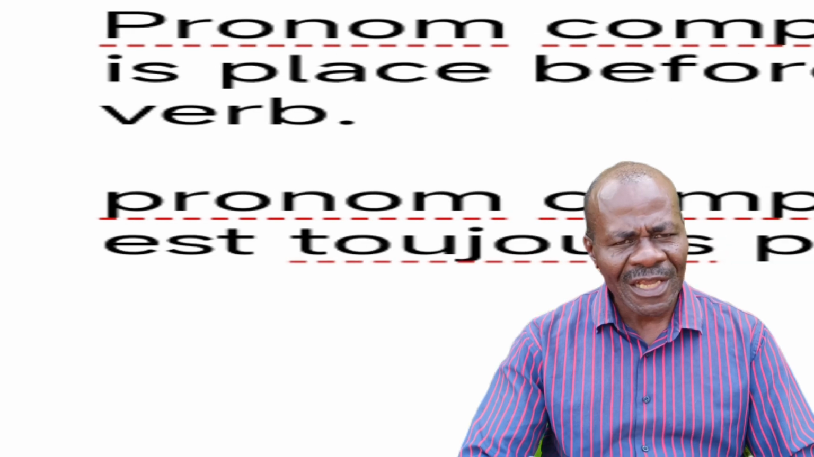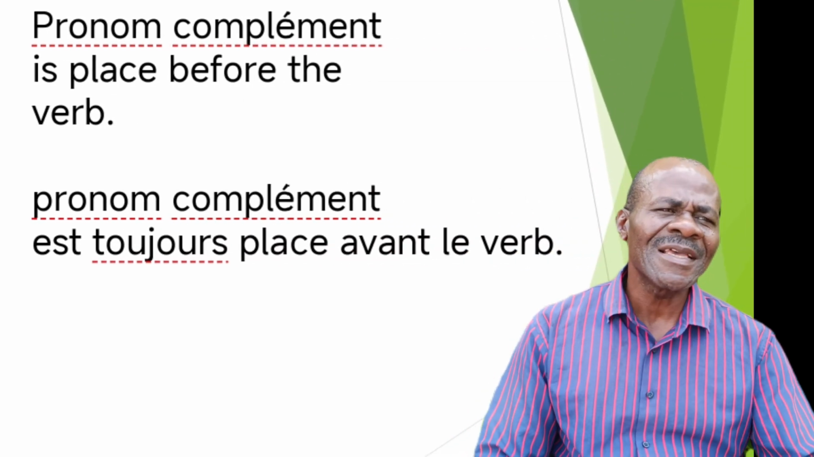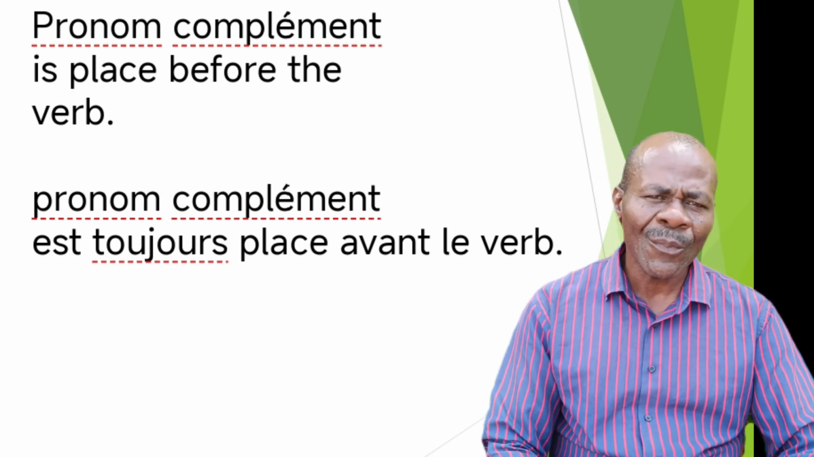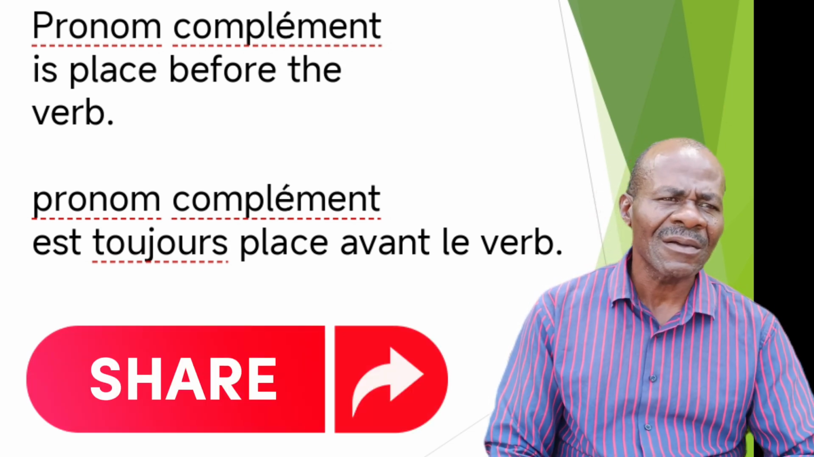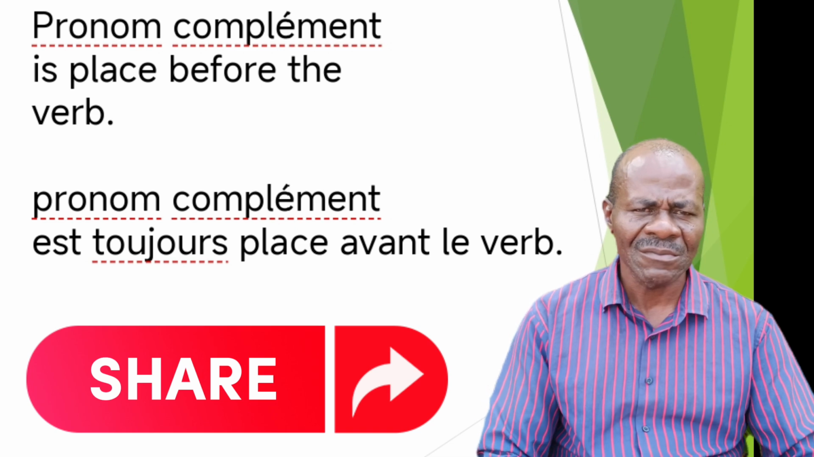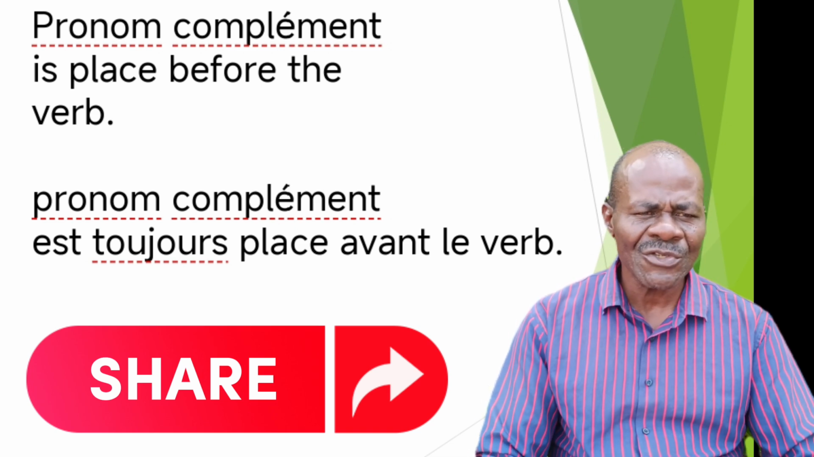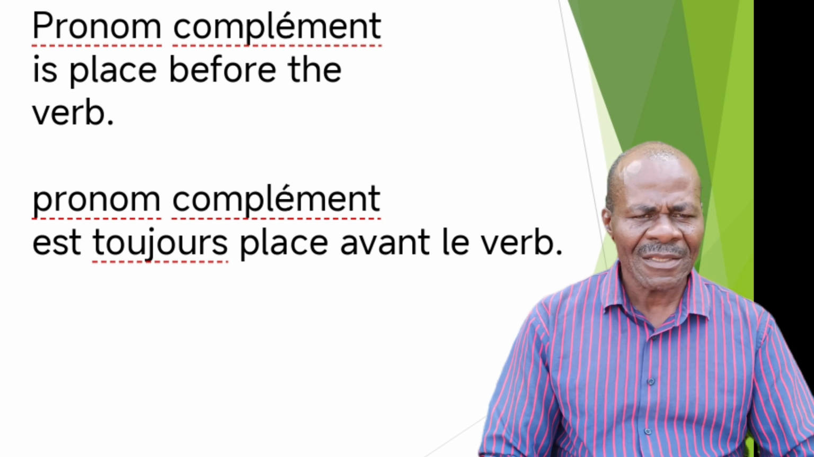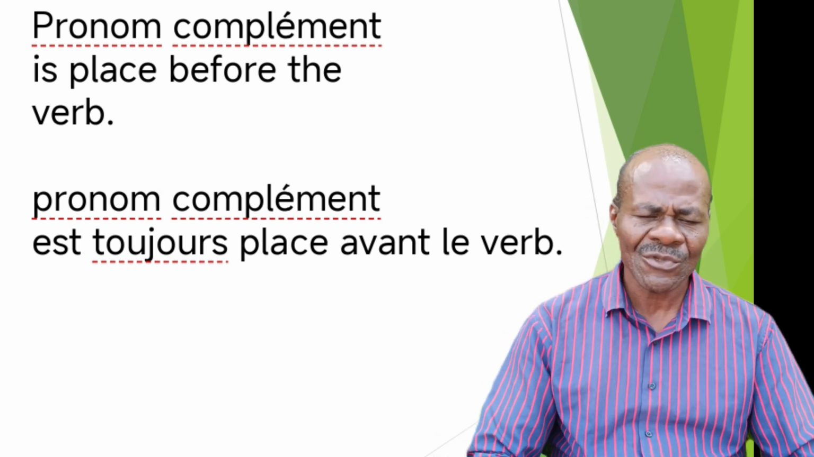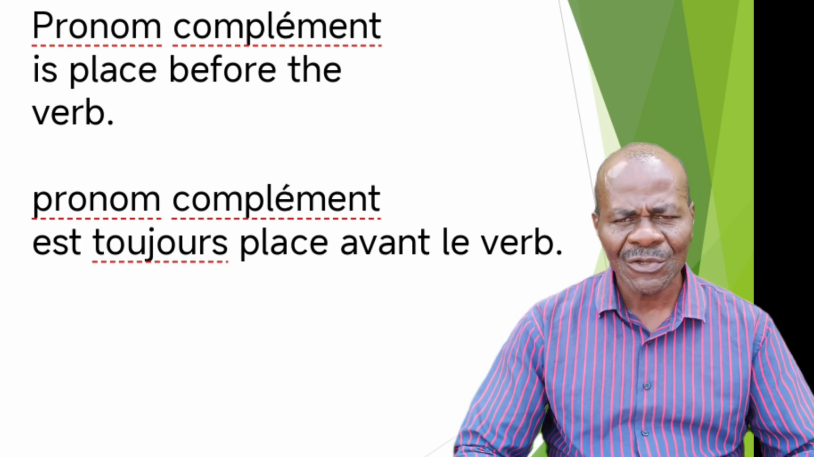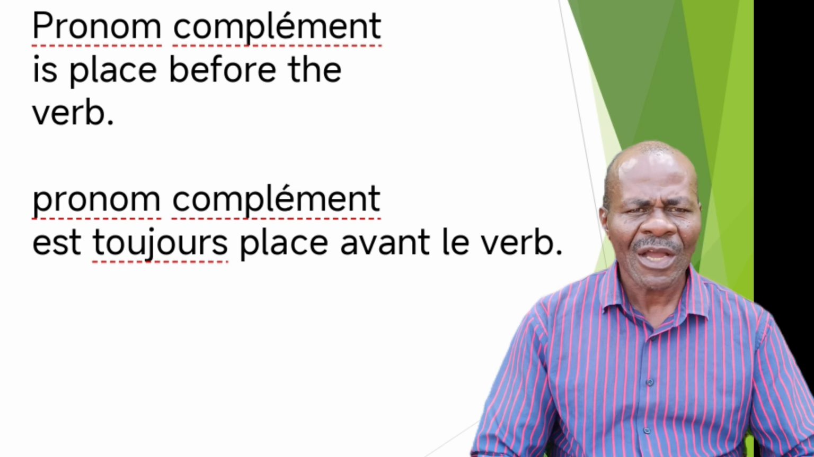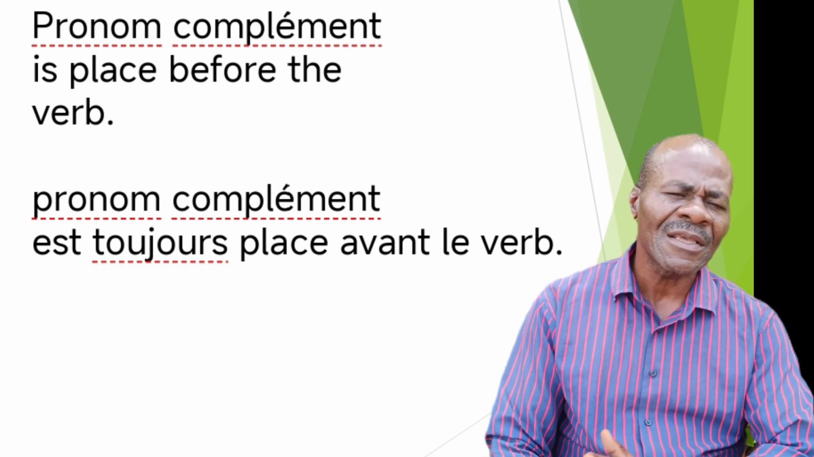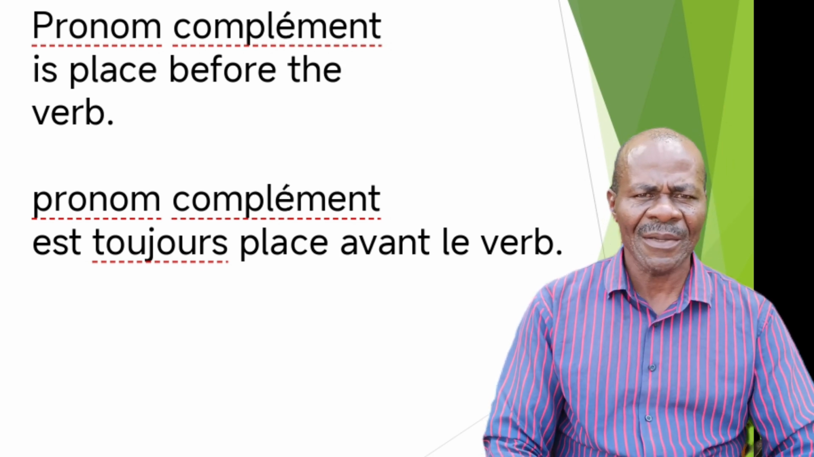In French language, generally, the pronom complément is placed before the verb. Let me repeat: un pronom complément est toujours placé avant le verbe, généralement. When you say généralement, it doesn't mean it is all the time, because we have some exceptions where the pronoun complement will be after the verb. Next time in our subsequent lesson, we will look into it. But now you have to know that generally the pronoun complement is placed before the verb.